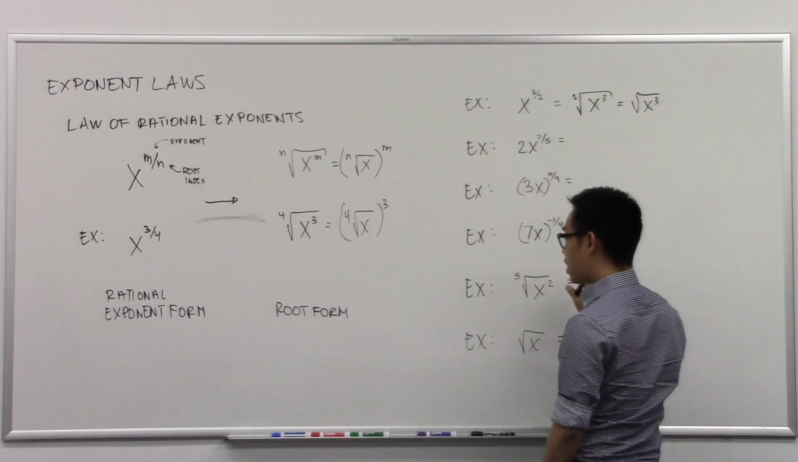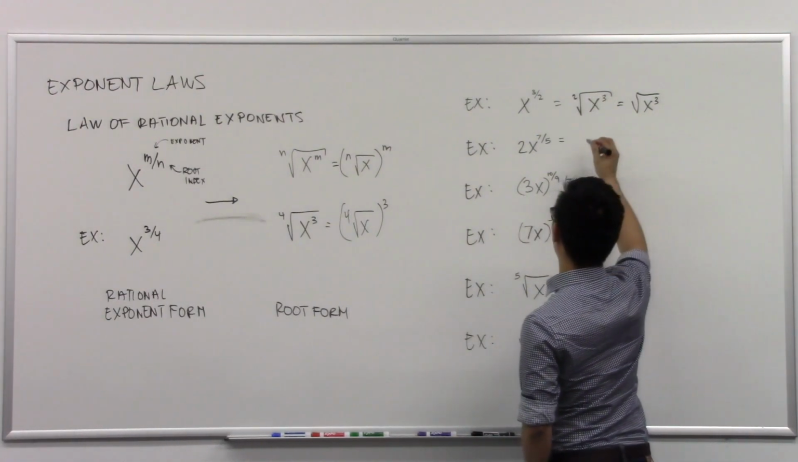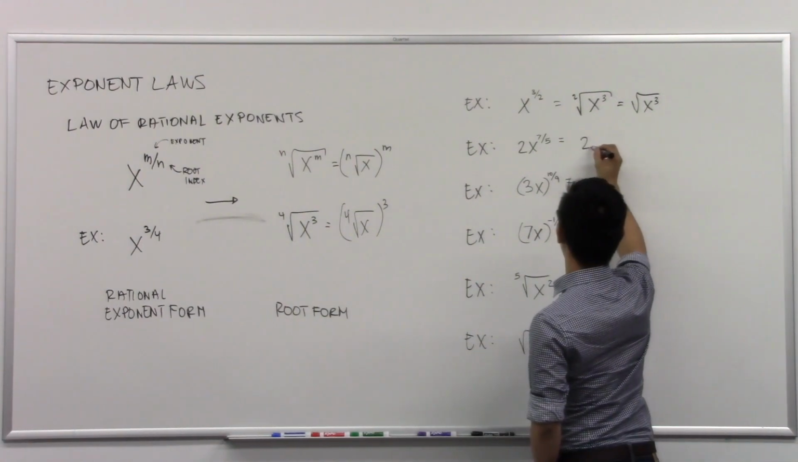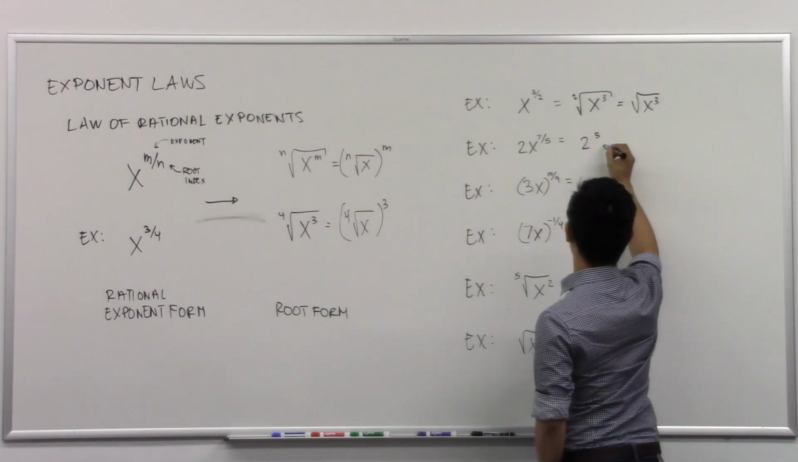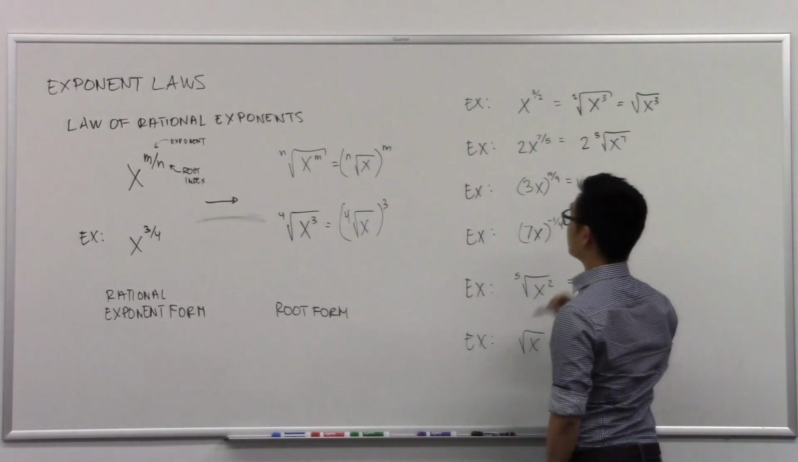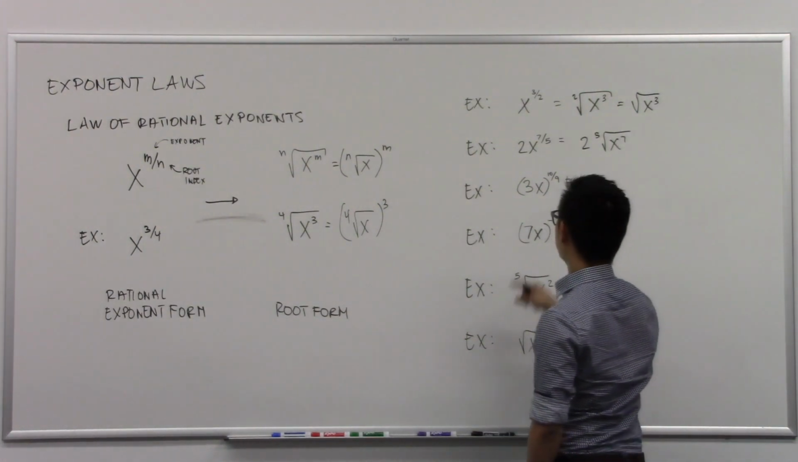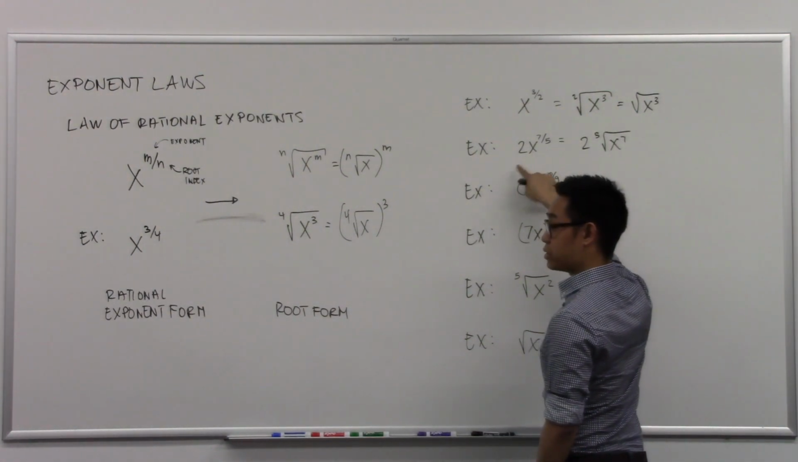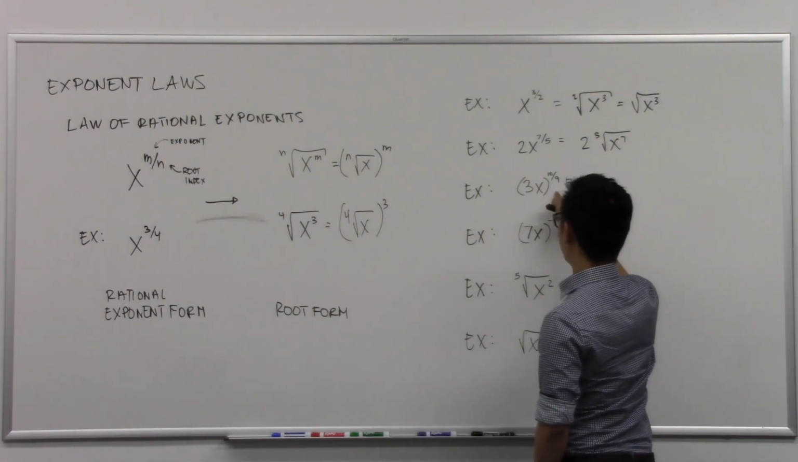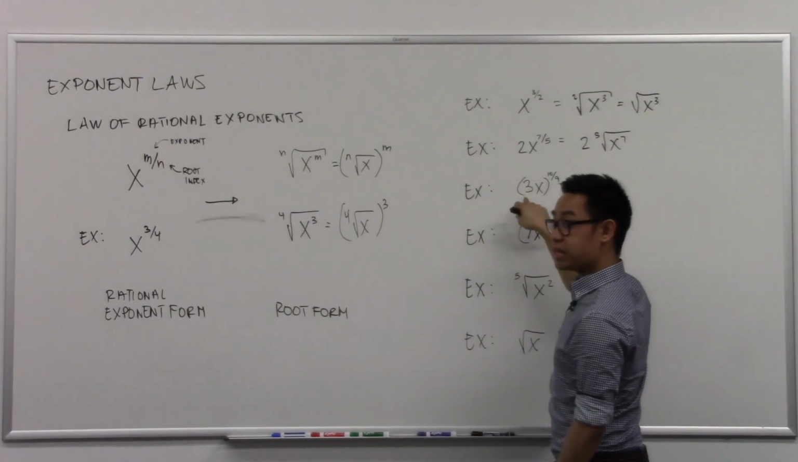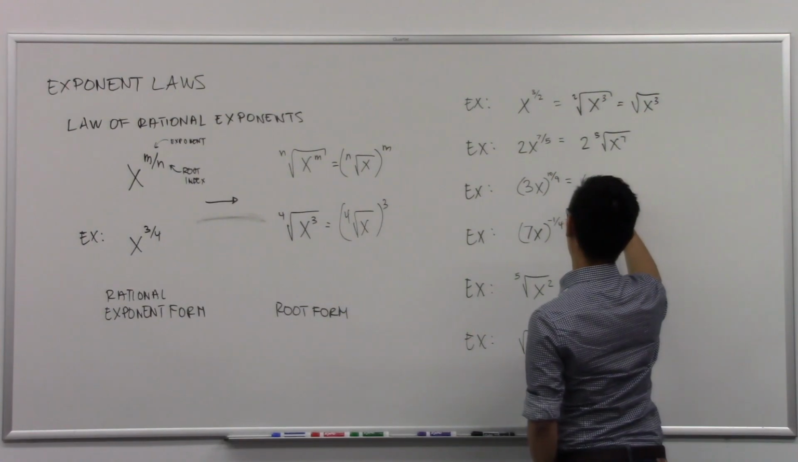The 7 over 5 does not apply to the 2. So this is 2 times the fifth root of x to the 7, because the 7 over 5 is not on the 2. Here, the 10 over 9 is on the 3, on the coefficient.